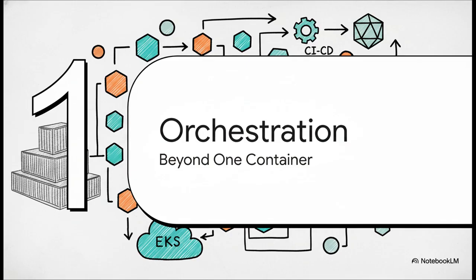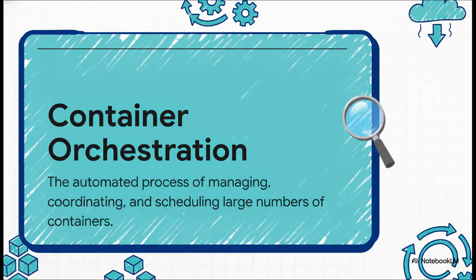And the answer to all that complexity? Well, it's a concept called orchestration. This is really the first and most fundamental idea we have to get our heads around when we talk about running applications at any real scale. To put it simply, container orchestration is basically the brain that manages your entire fleet of containers. It handles scheduling them onto servers, managing how they talk to each other, scaling them up or down, and even healing them if one of them fails. It is the automation that lets you sleep at night for sure.